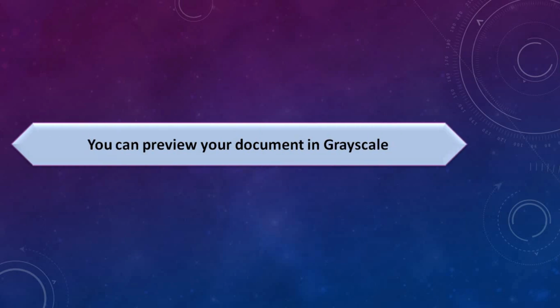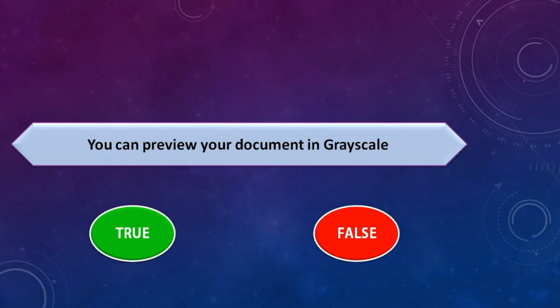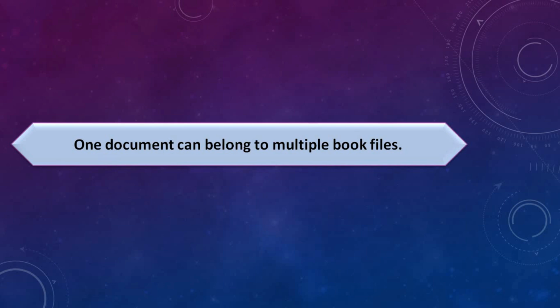You can preview a document in grayscale. Is it true or false? Yes, it is true. You can preview a document in grayscale. One document can belong to multiple book files. Is it true or false? The answer is true. Yes, one document can belong to multiple book files.